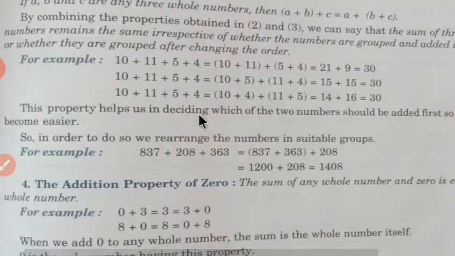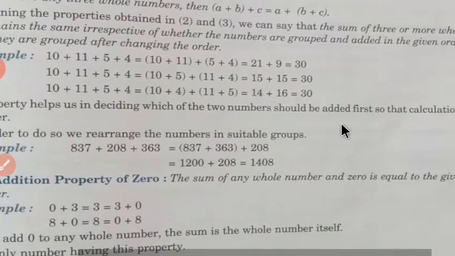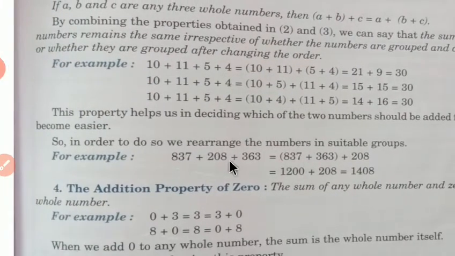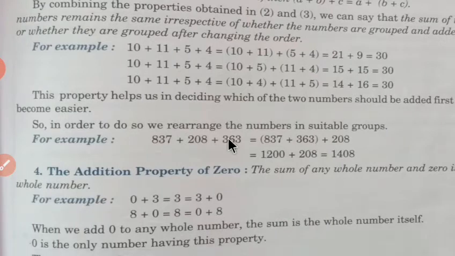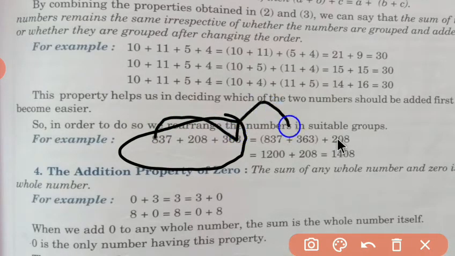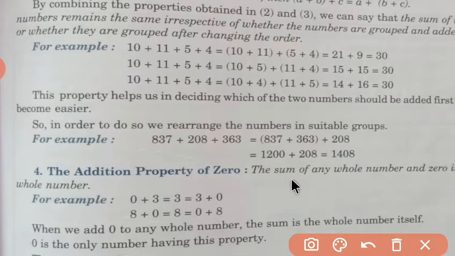This property helps in deciding which of the two numbers should be added first so that calculation becomes easier. You can see in this example 837 plus 208 plus 363. First we will add 837 plus 363, then 208, because we want to calculate it faster and easier. So you can see that here we have taken 837 plus 363 because if we add these two numbers, we will get 0 in the last.